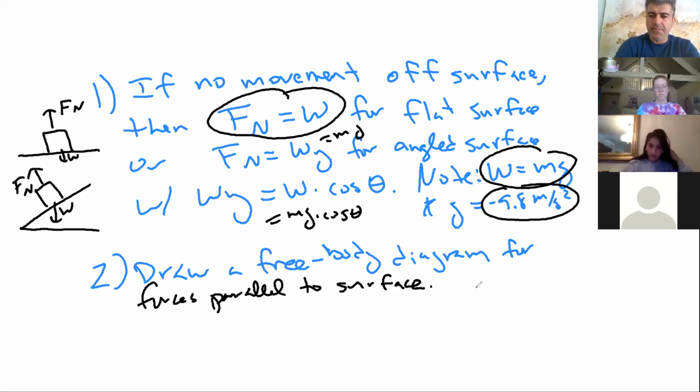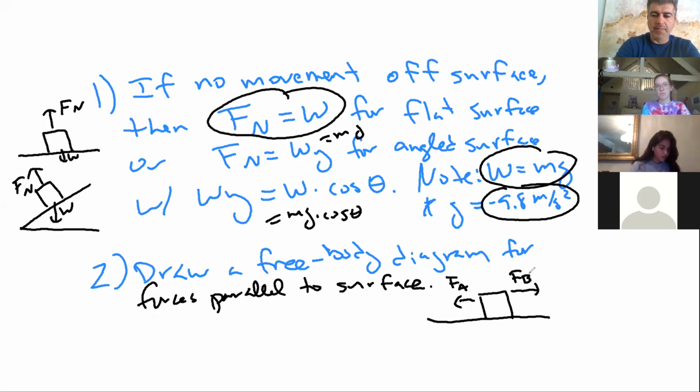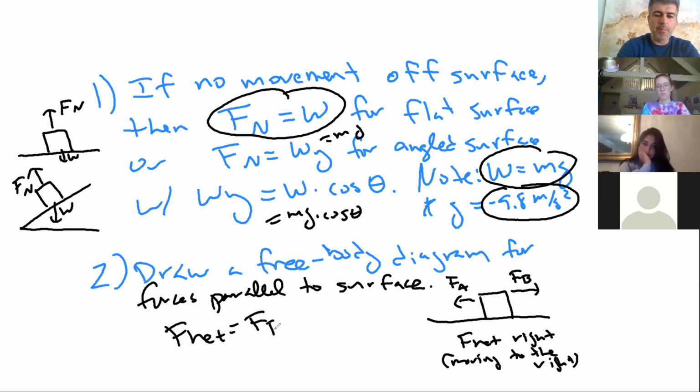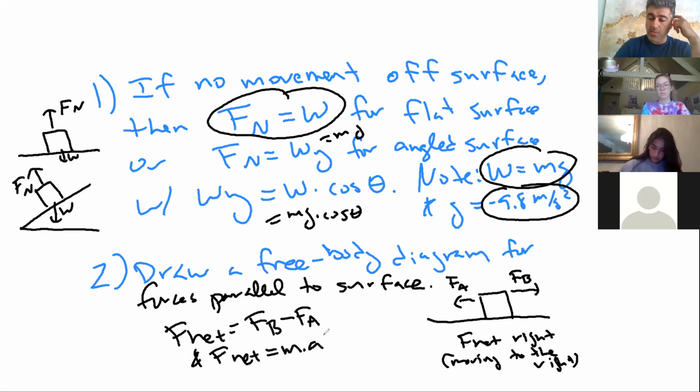And what's going to happen, generally speaking, let's say you have something like this here. Say I call this FA, and I call this FB, and say the net force is to the right. So we're moving to the right. Then you're going to say F net is simply FB minus FA. And F net also equals mass times acceleration. And that's where you can generalize it.